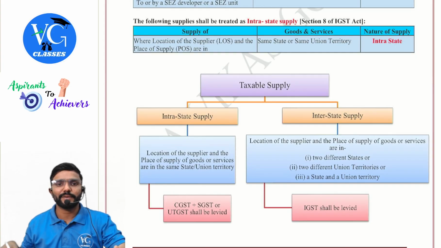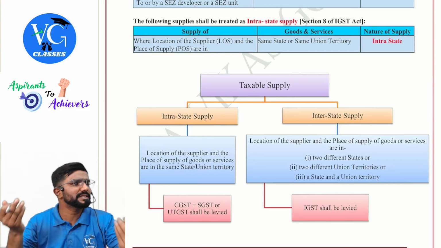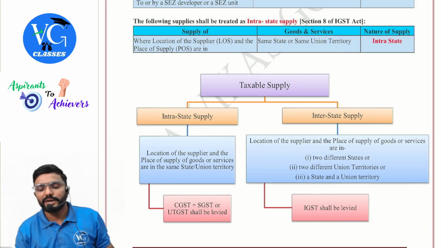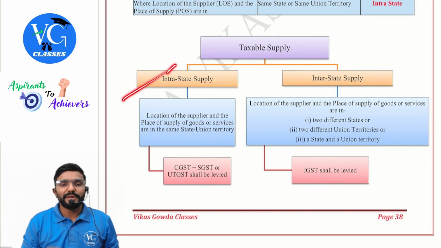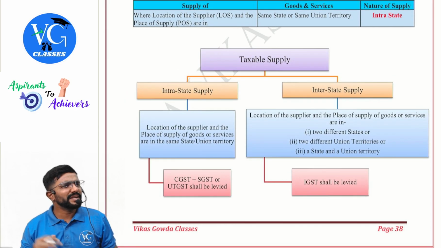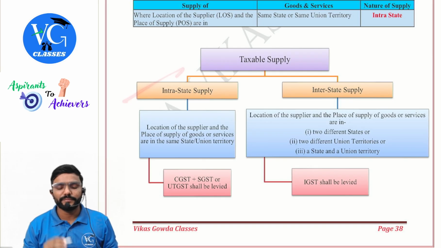Then intrastate supply. The following supply shall be treated as intrastate, that is when both last pass are in the same state or union territory. What is it called? Intrastate. Okay, sir. So in simple terms, again I have given a chart. On the exam day, just have a look into all this and go. It's enough.